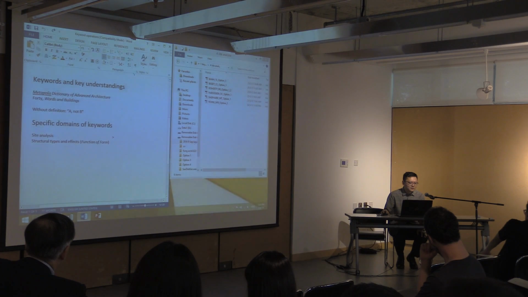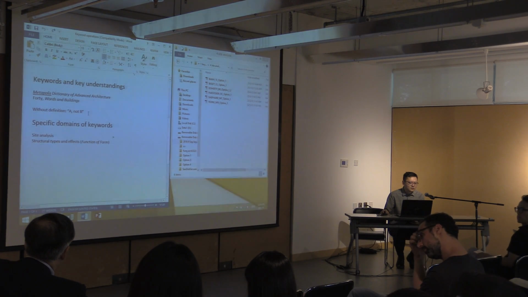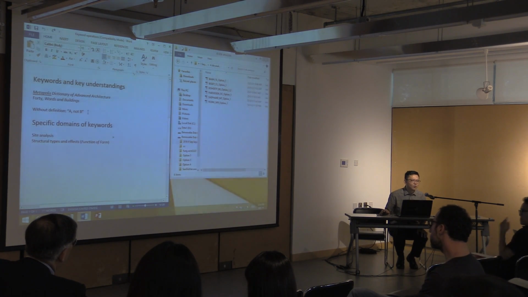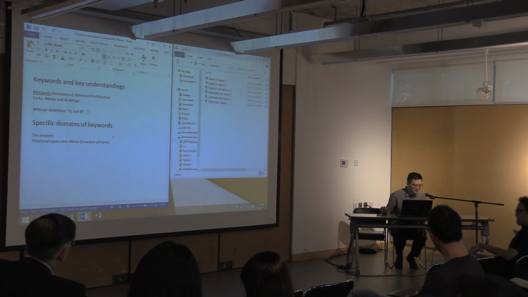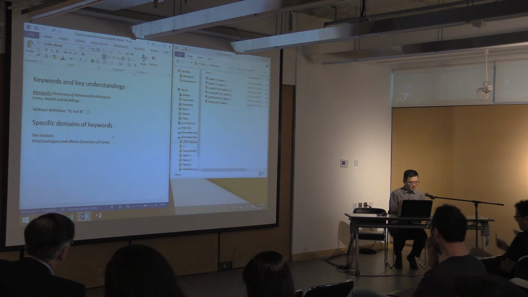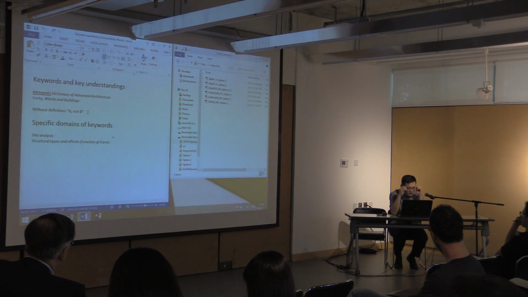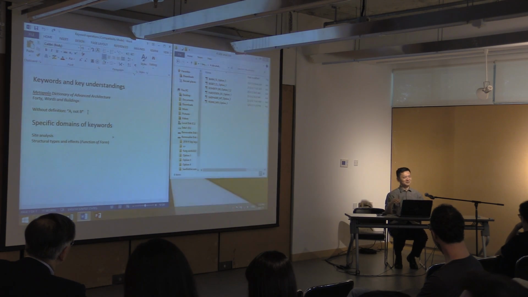About the keywords and the key understandings, it is not about the more the merrier. It's not about showing off how much you know about architectural history. It's about showing how you can work specifically with ideas, with a fine grain of ideas. If the definitions are missing, it often helps that you have very interesting case studies that put a slant on one thing or the other.